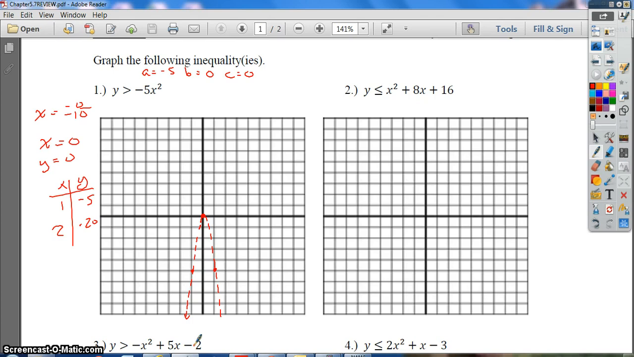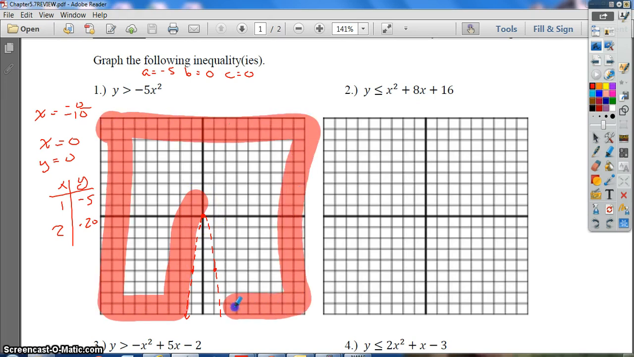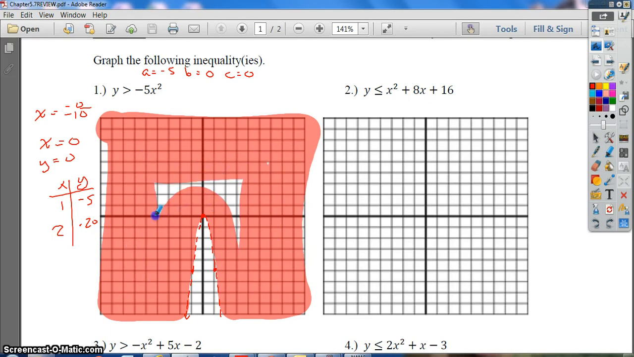Okay, so there's my parabola. It was a little flat here, I should have bended it out. That's the idea. It says y is greater than, so if I'm at that vertex, and I'm greater than this, I'm up here. So I'm going to shade outside the parabola. And there's my first solution for my review. All right, let's jump to 2.